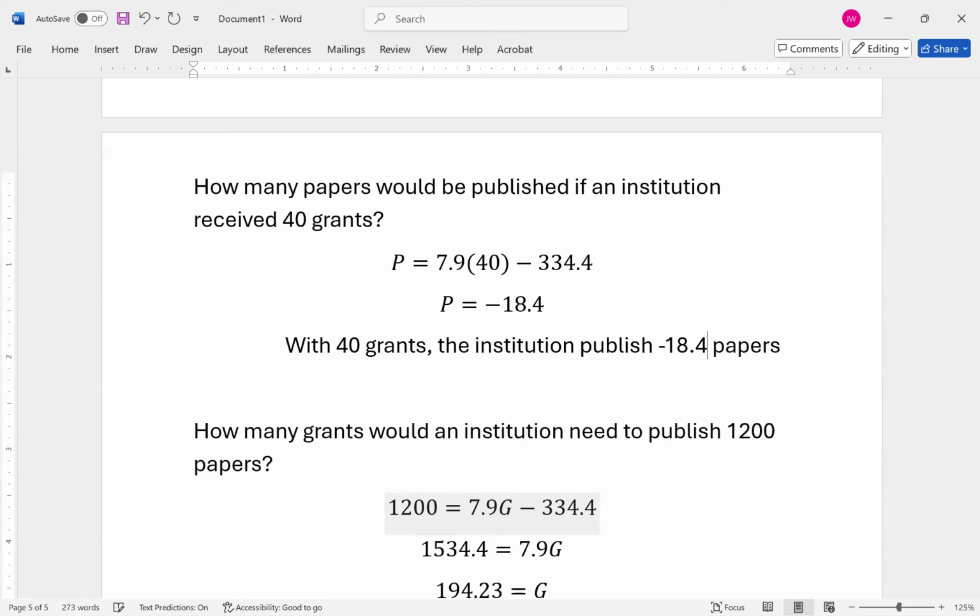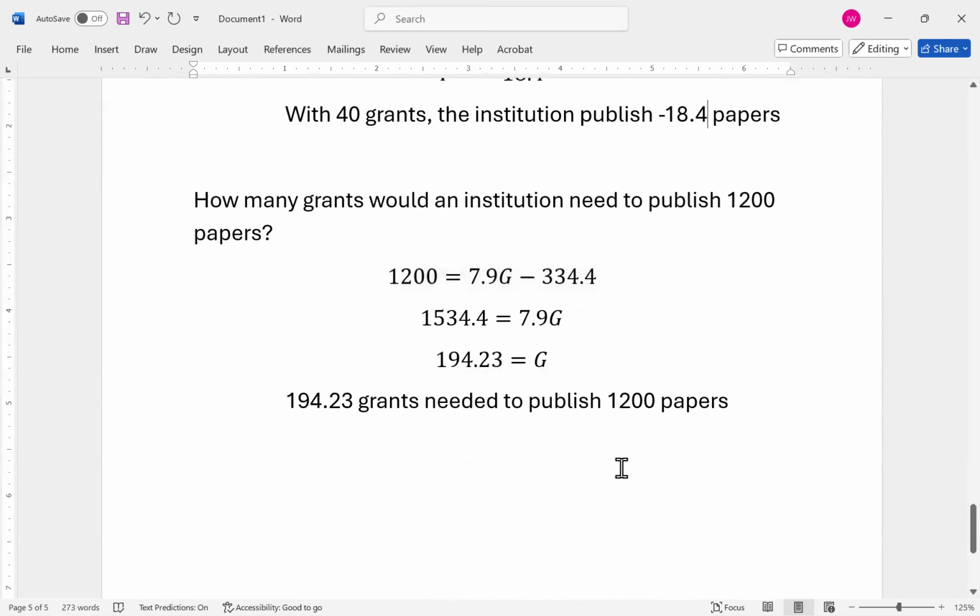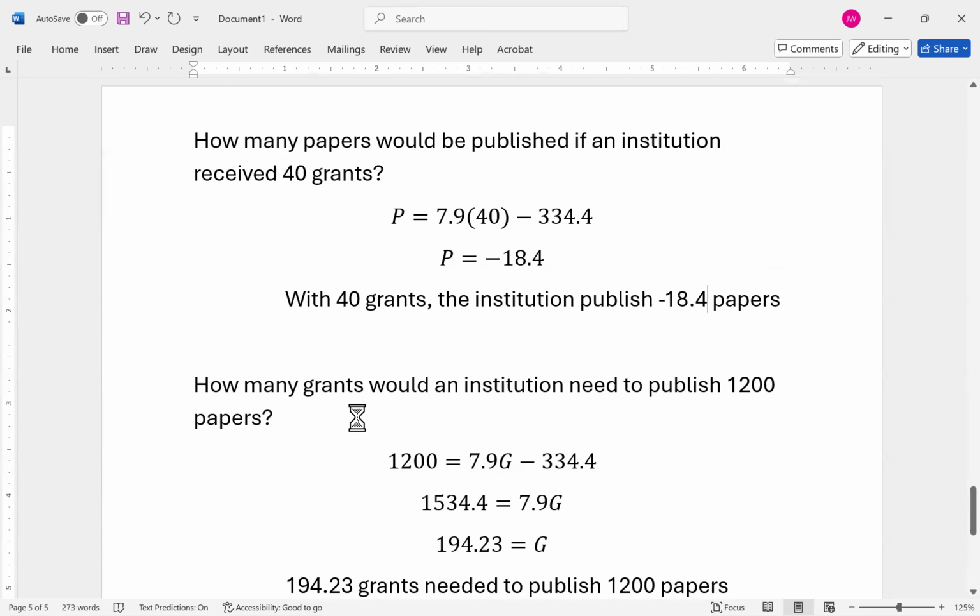Okay, so just look at what the question asks for the end result. If it's asking for something that has to make logical sense, then we'd say publish 0 papers. If it just is asking for the output of this formula, then negative 18.4 would work. Again, down here, if it asks for something that has to make logical sense, then we'd say 194 or 195 grants are needed to publish 1,200. But if it just asks for what the output or the input of the function needs to be, the input of the function needs to be 194.23. Hopefully that makes sense.